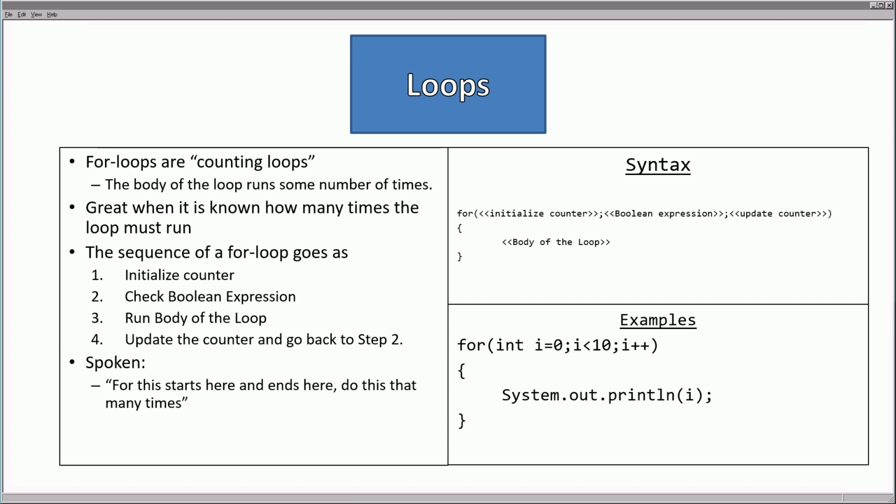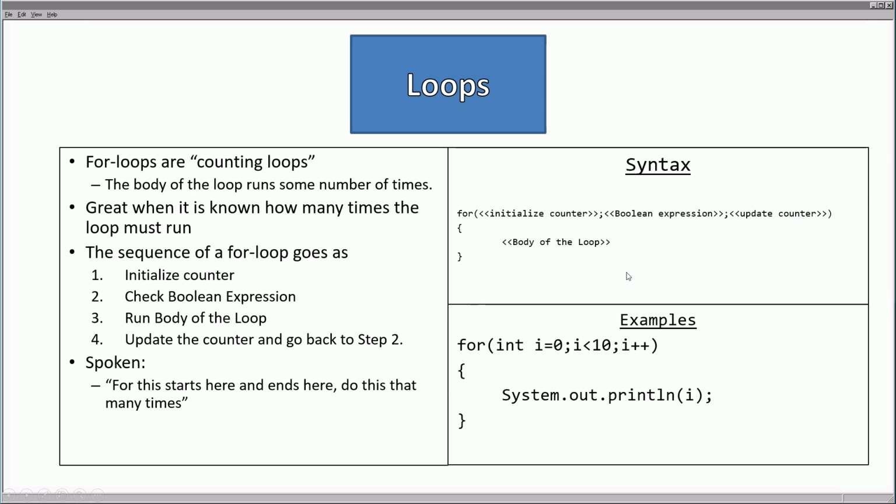Now, if you notice the syntax over here, it's a little more advanced than just having a Boolean expression in between the parentheses. You have this first section where you initialize a counter. For loops are counting loops, so we have to have a means to count. The Boolean expression is just like the while loop. So we start this counter here, and we keep running this until this is false. Now, you have the updating of the counter, which seems a little weird because this happens after the body of the loop has been run.